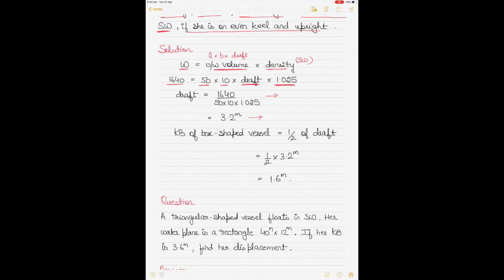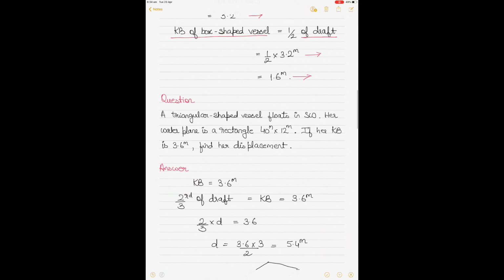Now we know the draft, and KB of a box-shaped vessel is equal to half of the draft. That's why KB will be half of 3.2, which is equal to 1.6 meters. So this is a pretty straightforward question. Whenever you see that the question discusses a box-shaped vessel and you have to find the center of buoyancy, you know that exactly half the draft will be the center of buoyancy. So all you have to do is figure out how to find the draft. The information given in the question will be enough. It may be a bit tricky sometimes, but you will know that somehow you can find the draft through the information given to you in the question.